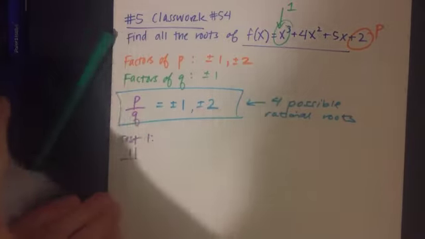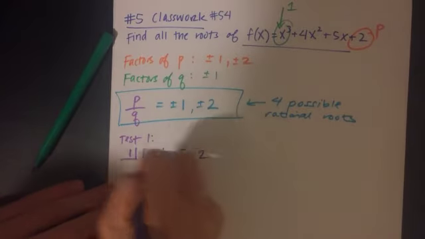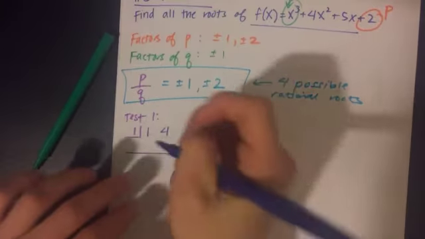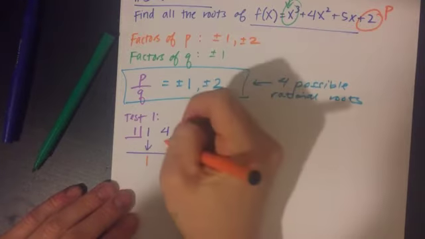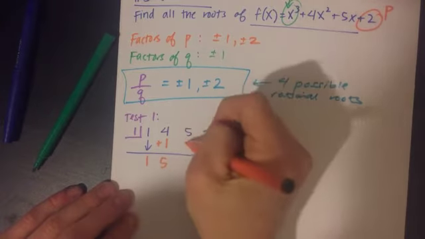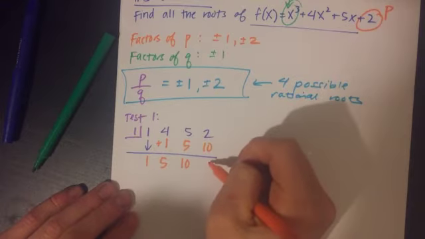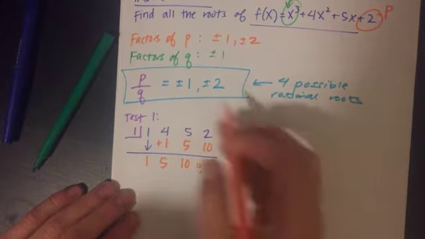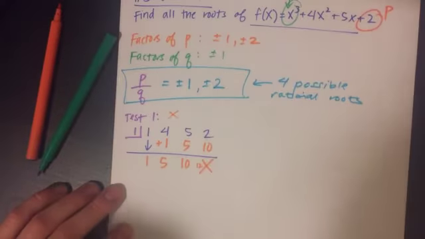So if I test 1, I'm going to do synthetic division with the number 1. My coefficients are up here. They are 1, 4, 5, and 2. So then, let's see, synthetic division. First step, I bring down the 1. I put it here. Now I multiply. 1 times 1 is 1. After I multiply, I add. Now I multiply. Now I add. Now I multiply. Uh-oh. The remainder is not 0. It's 12, right? So that means that 1 is not a factor. Or rather, 1 is not a root.